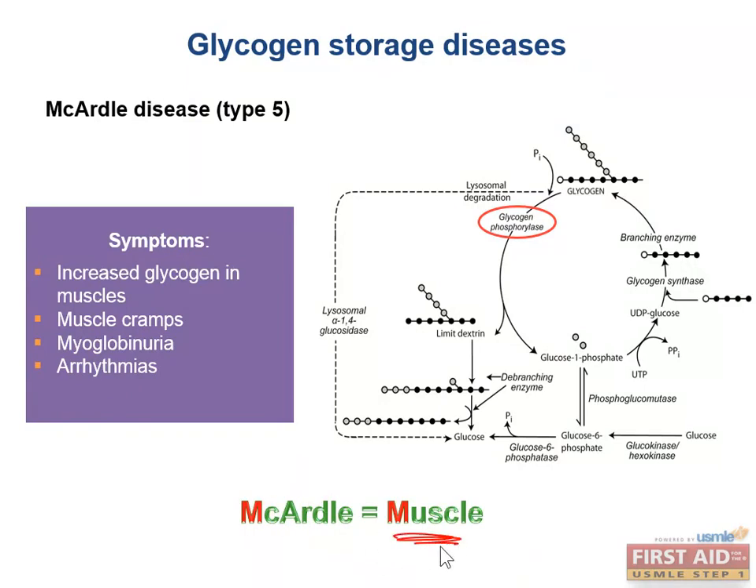Remember, it's only the muscle in McArdle's disease which breaks down glycogen stores into glucose, and since muscles are greedy, they're not going to release free glucose into the body anyway, so it's really not going to affect the liver's capacity to release free glucose into the bloodstream.